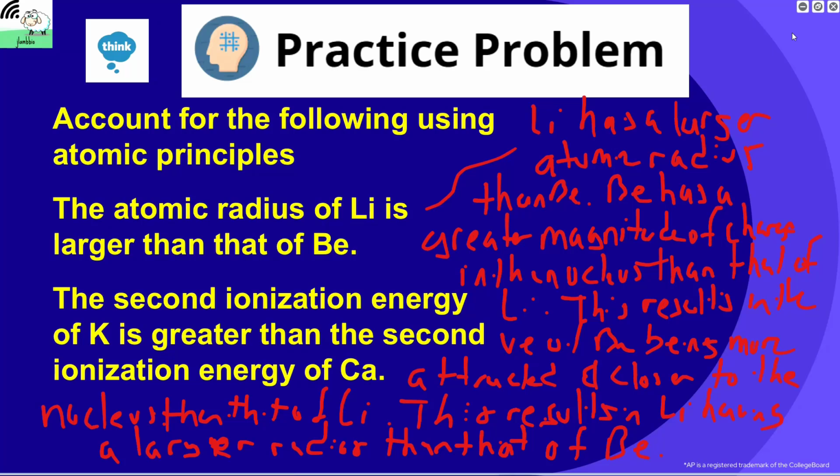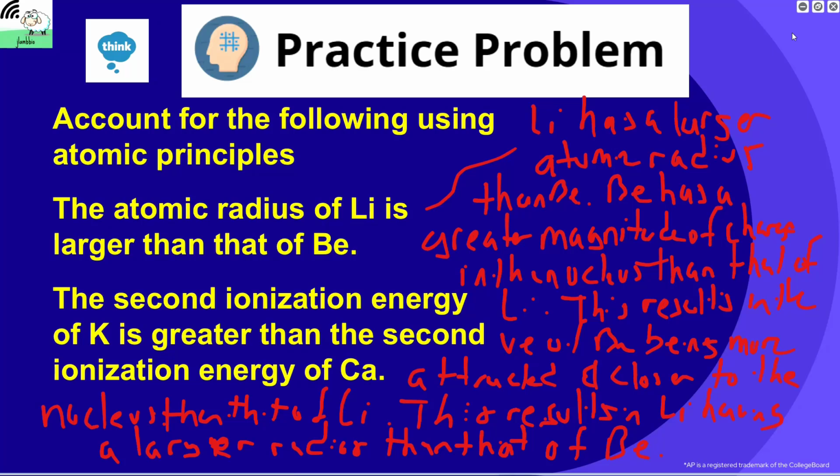So again, we're utilizing those atomic principles, looking at Coulomb's law, understanding that the magnitude of charge of the nucleus plays a role in how attracted those outermost electrons are to the nucleus. And as a result, that plays a role in things like ionization energy and atomic radius. So again, practice using your claim evidence reasoning, practice your justifications using Coulomb's law.